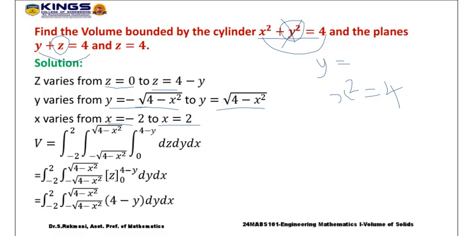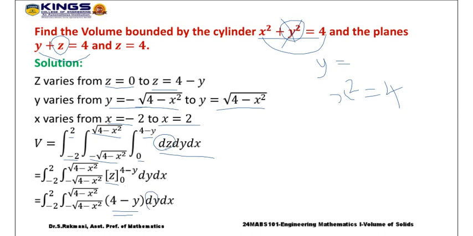Volume equal to triple integral dz dy dx. So the limit for z is 0 to 4 minus y. Limit for y is minus root of 4 minus x square to plus root of 4 minus x square. And the limit for x is minus 2 to plus 2. First integrate with respect to z because the inner integration is z. So integrate dz, that becomes z. The limit for z is 0 and 4 minus y. So substitute the upper limit minus lower limit. Upper limit is 4 minus y, lower limit becomes 0. So 4 minus y.